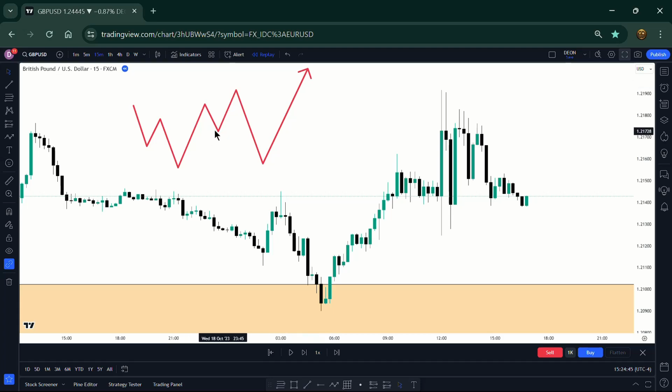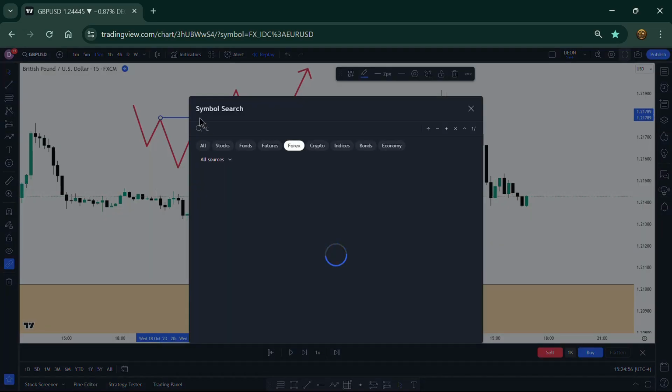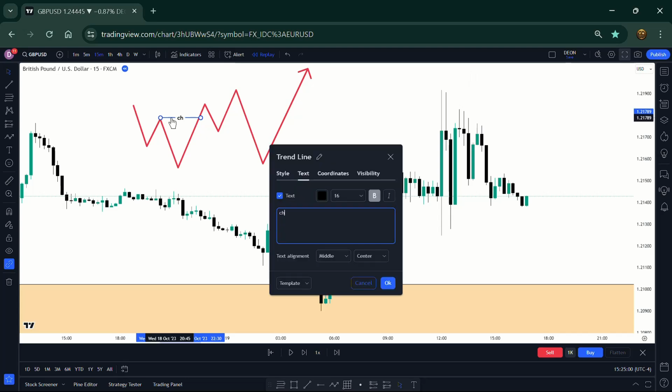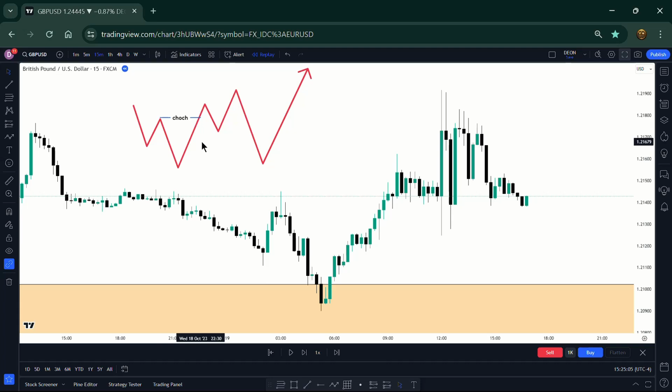Okay, and your inducement is here. The first pullback here is going to be your choke. I don't want to start teaching entry setups. There's already a video. And then after, there's a change of character on your first pullback there.